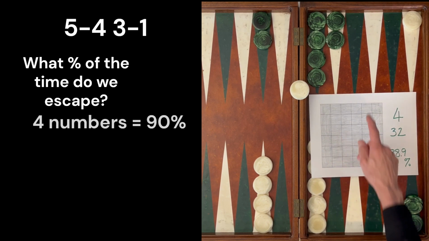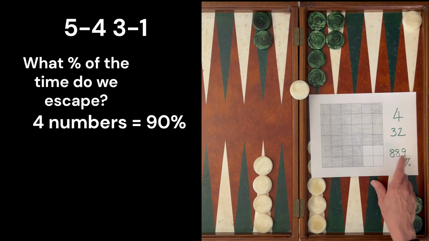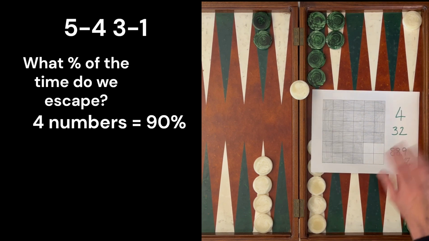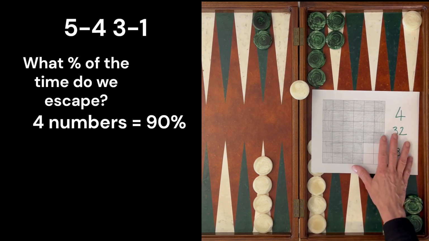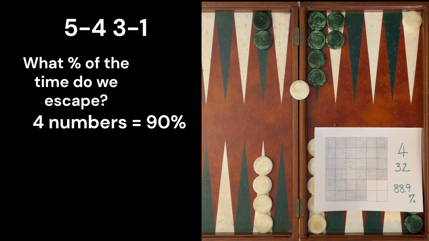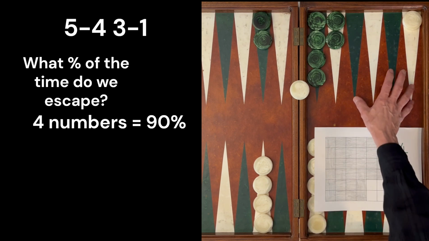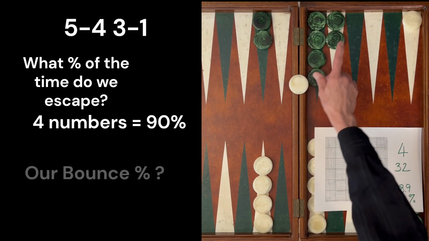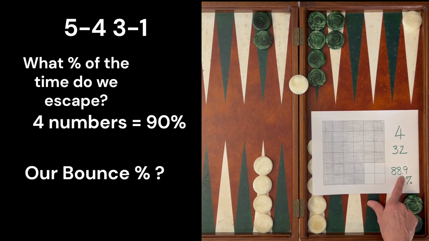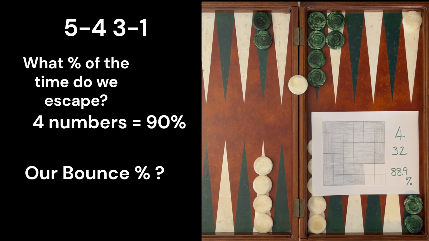It's just like the other ones. We're just adding a fourth number. And this works out to be 88.9%, but we call it 90%. You don't need exact numbers with these. A quick estimate is good enough. So that's one question. How often do we escape? How often do we bounce and stay on the bar? If we escape 90% of the time, then we stay on the bar 10% of the time. Very easy.